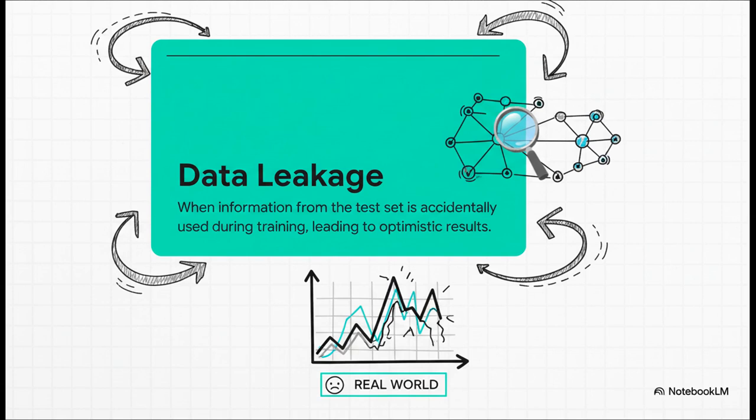Data leakage is pretty much what it sounds like. It's when some piece of information from your secret, unseen test set accidentally spills over and contaminates your training process. When this happens, you get these amazing, wildly optimistic performance scores that will completely and utterly fall apart the second you try to use the model in the real world.